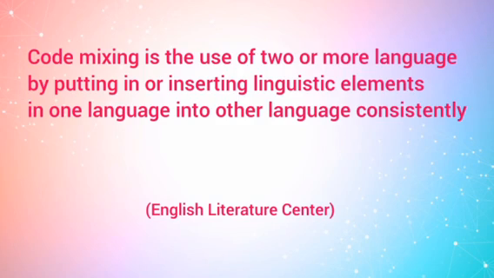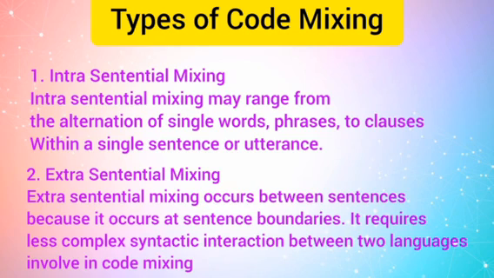Code mixing is the use of two or more languages by putting in or inserting linguistic elements in one language into other language consistently. Code mixing is mixing codes in one sentence that every codes have relation each other in that sentence. There are types of code mixing.